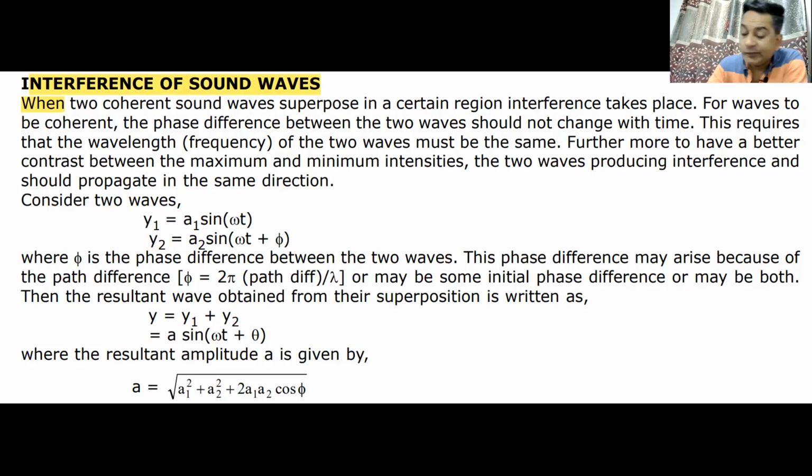Do we remember this? We had seen two waves, Y1 is A1 sin omega t and Y2 is A2 sin omega t. And we had found out that when they superimpose, we just add them, Y1 plus Y2, and the resultant amplitude is the square root of A1 squared plus A2 squared plus 2 A1 A2 cos theta. Do we remember this? Yes or no? Yes, sir. Just note it down.